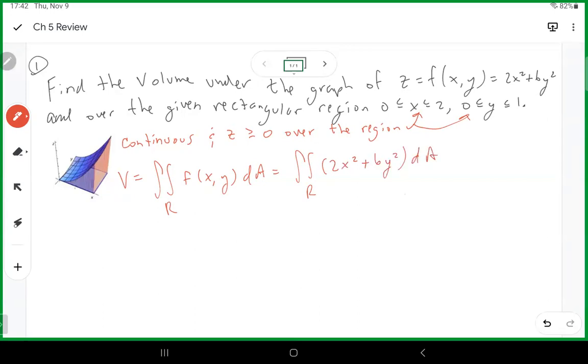Okay, so if we use Fubini's theorem, we want to replace the double integral with the iterated integral. Iterated. That's not a hard word for a math person to say.